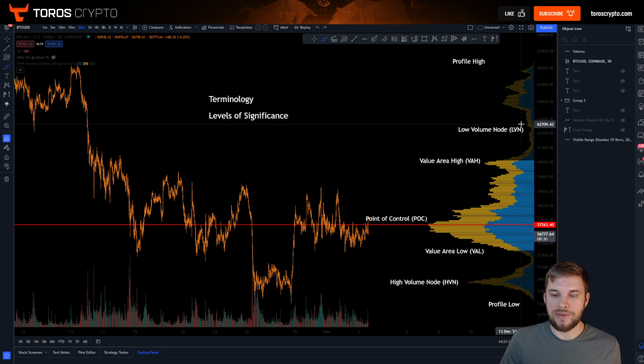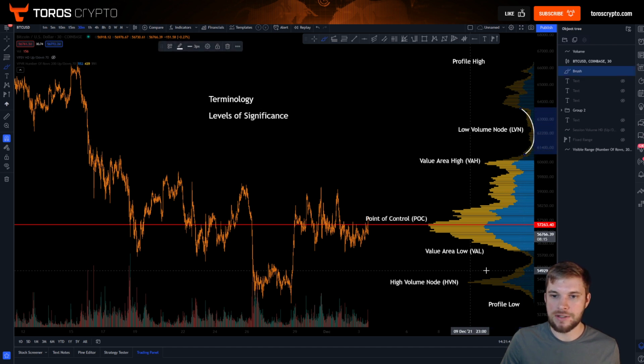Then you have your low volume nodes, and this is showing you what I was talking about, possible imbalances within the chart. So this is an area where price has moved through very quickly without much interest in trading within that zone. Price moved through very quickly and had very little volume within that area. So this is signified here by these voids that you see in price, okay, low volume nodes.